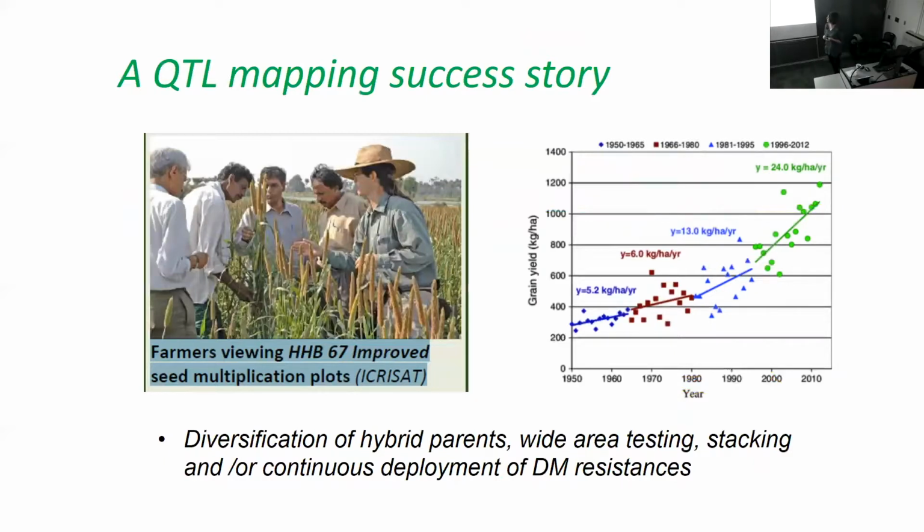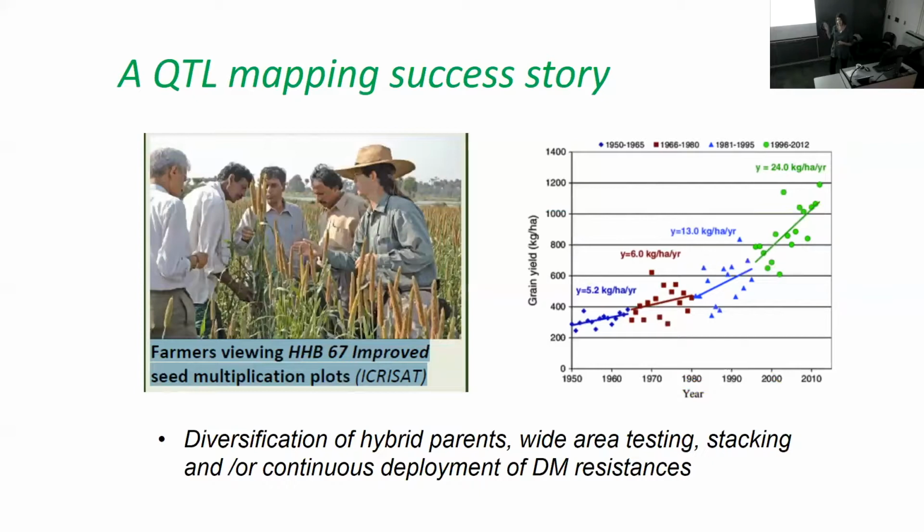There was a very popular hybrid called HHB67, which was susceptible to disease. And by introgressing one of these downy mildew resistances into HHB67, we could make it resistant. Now, how long in that kind of environment can you have a resistance last? Probably 2 to 3 years.